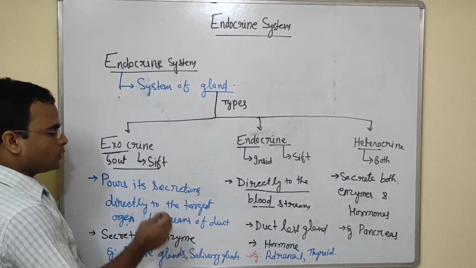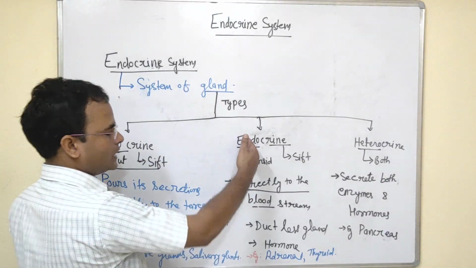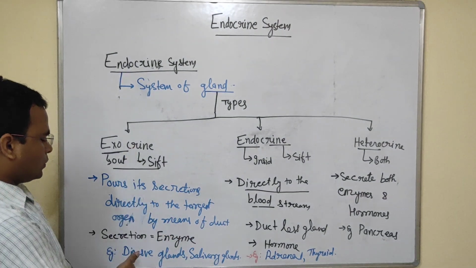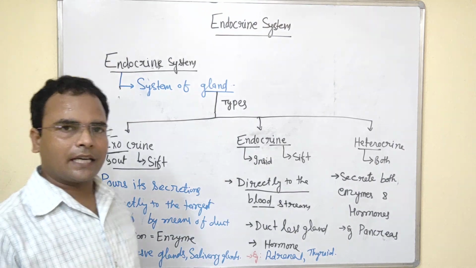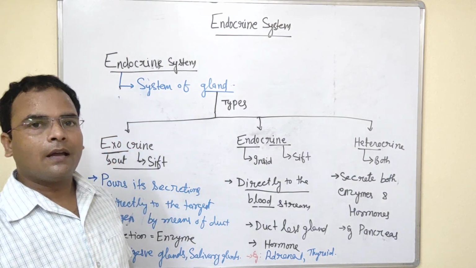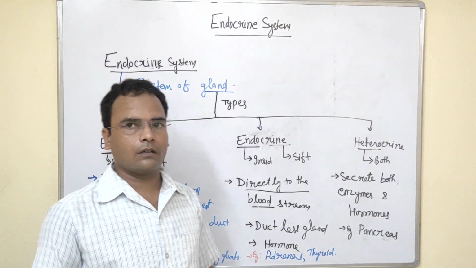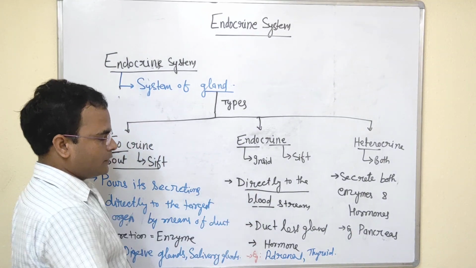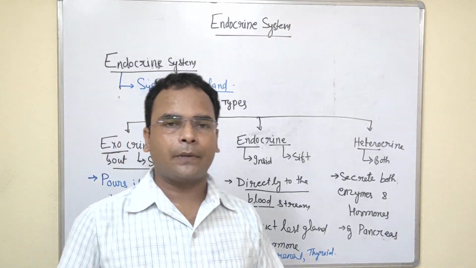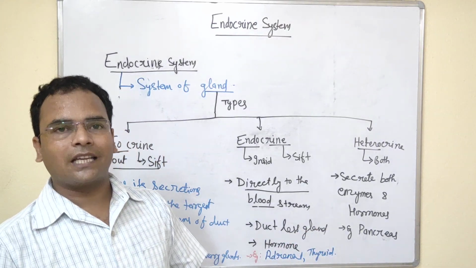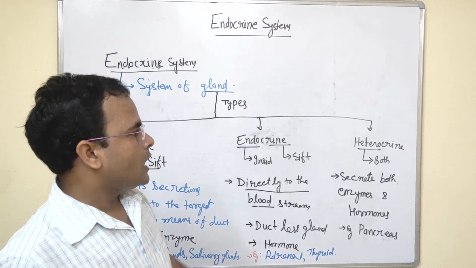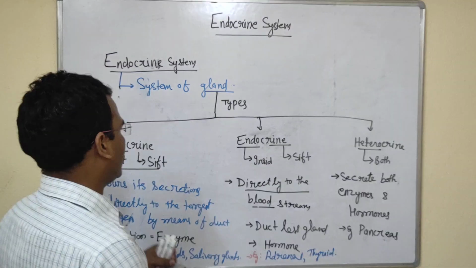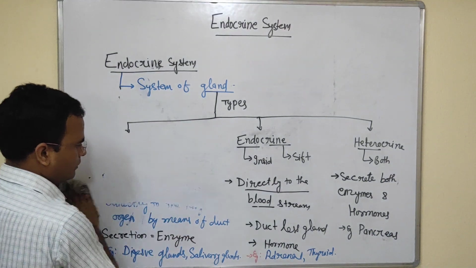The second difference is that the secretion of the exocrine gland is called an enzyme. The secretion of the endocrine gland is called a hormone. Examples of exocrine glands are various digestive glands like the gastric gland and the pancreatic gland. Pancreas has a dual function. Salivary gland, etc. Endocrine glands have different examples like the adrenal gland, thyroid gland, pituitary gland, gonads like ovary and testes, etc. And what is a heterocrine gland? Those that have both functions, exocrine as well as endocrine.